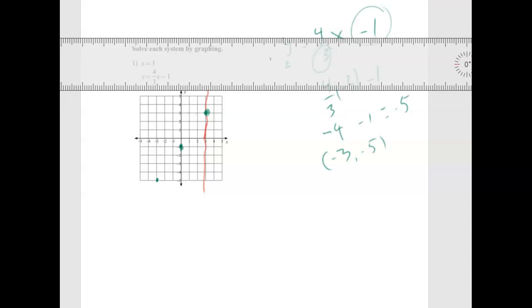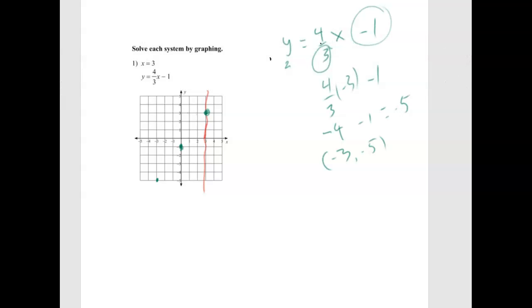Now, oh, I don't know that that's going to help me. I thought that might help me. I draw this line, and I can already see that this point of intersection is the point that solves both equations. That makes the point that lies on both lines is a point that makes both equations true.